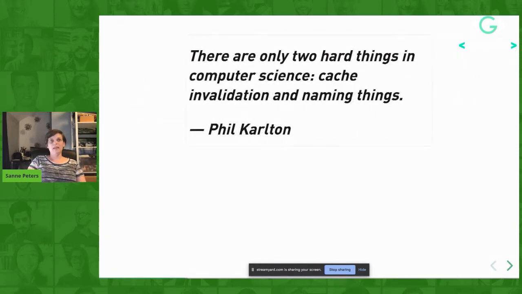I'd like to start with this quote, actually. There are only two things hard in computer science: cache invalidation and naming things. And I bet that most of us have heard of this saying before. And I kind of like it because it points out how deceptively tricky this subject actually is. And on top of that, I have no clue how to invalidate cache. So let's just dive into naming things.